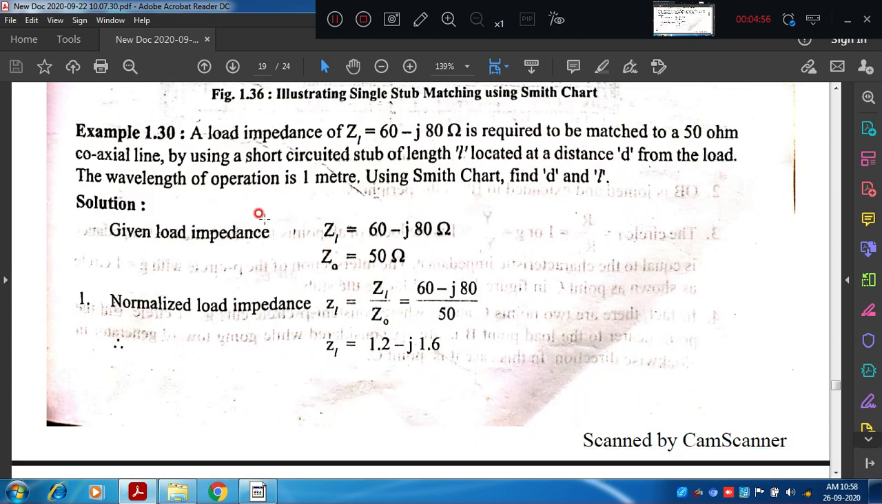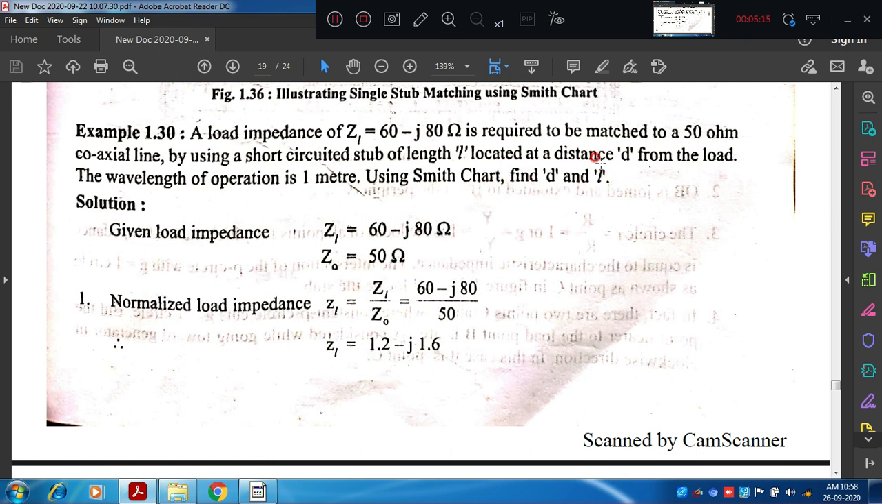So, problem statement. A load impedance of ZL = 60 - j80 ohms is required to be matched to a 50 ohm coaxial line by using a short-circuited stub of length L located at a distance D from the load. The wavelength of operation is 1 meter. Using the Smith chart, find D and L.